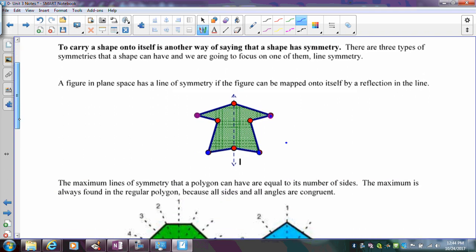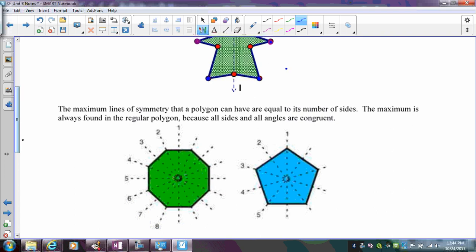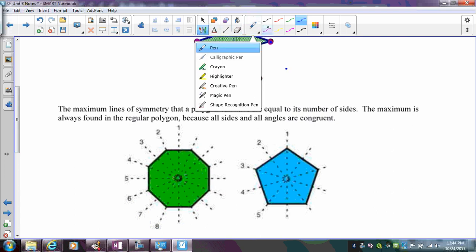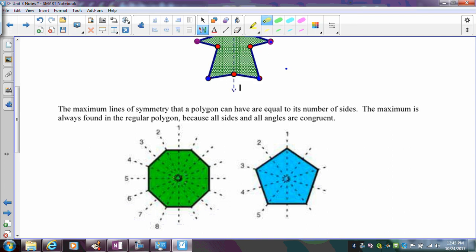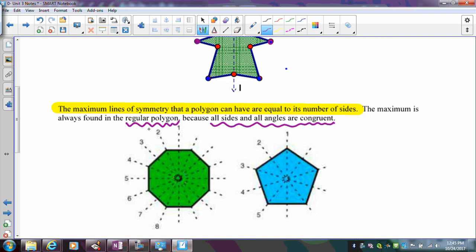So now below, this is kind of a special case that only works for regular polygons. I'm going to highlight this statement here that says the maximum lines of symmetry that a polygon can have are equal to its number of sides. And recall that a regular polygon from middle school means that all sides and all angles are congruent. So for regular polygons, like an equilateral triangle, that's a regular polygon because all angles are equal and all sides are equal. A square, all four sides are equal, all four angles are equal.